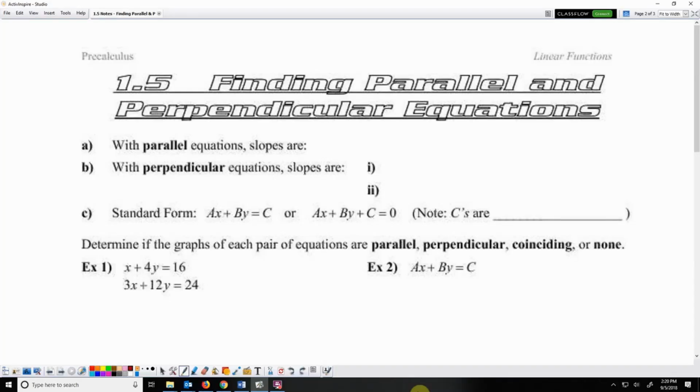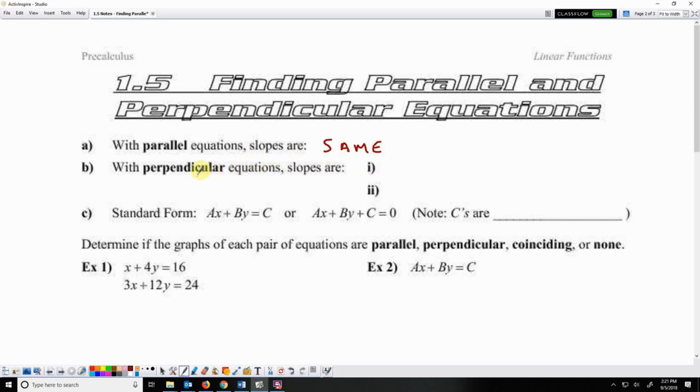Hey guys, today we are going to find equations of parallel and perpendicular lines, and in doing so we're also going to work with standard form of an equation, which is one that we may use a little bit less often. When lines are parallel, when the equations are of parallel lines, the slopes are going to be the same.